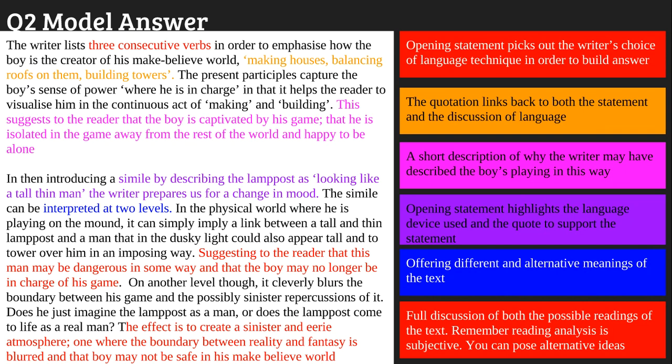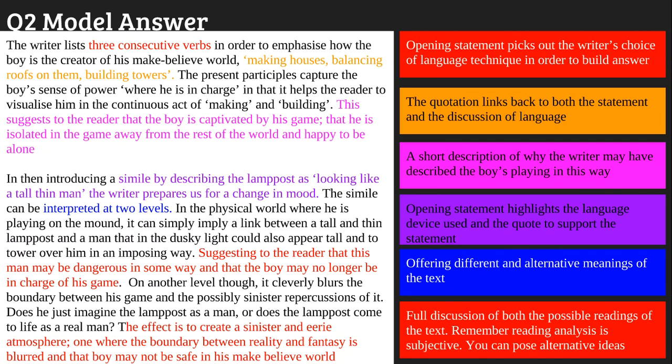So what we do there, then, the two parts in red give us the discussion of the two different meanings, because remember, reading analysis is subjective, it's not objective. If you can think of alternative meanings, if you can back them up with quotations, if you can back them up with well-reasoned explanations, then that's perfectly fine. It's about what you think, it's about what the text suggests to you, not to me, to you. So it's important that you remember that.